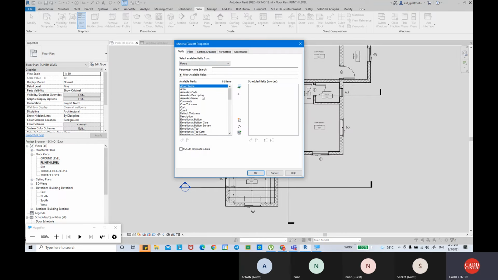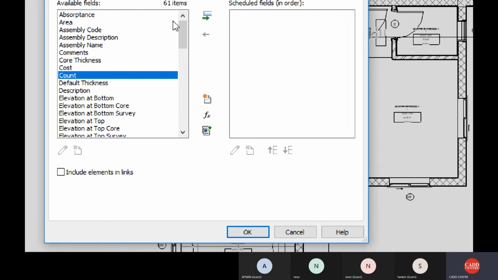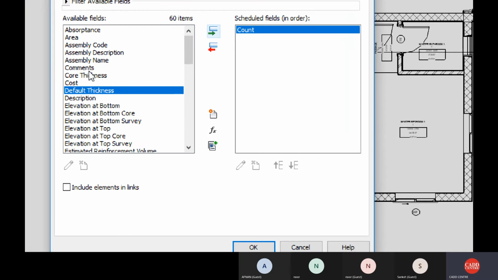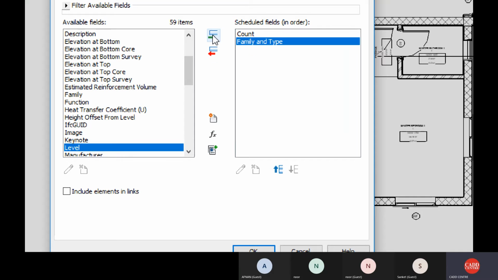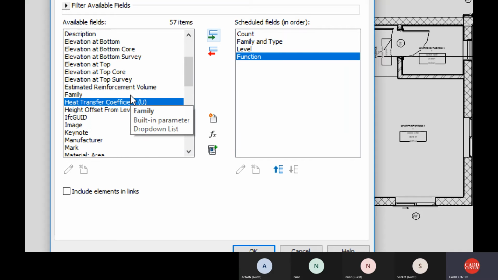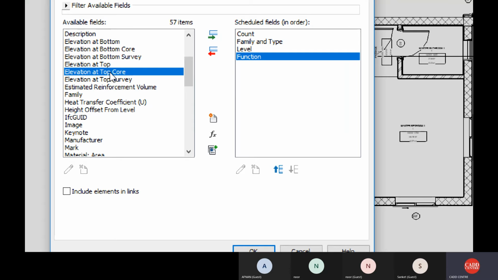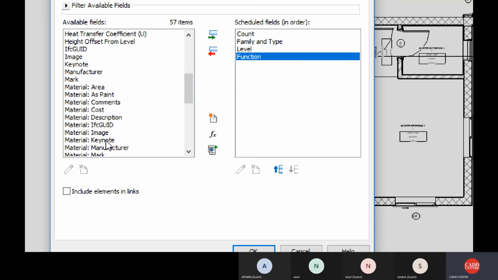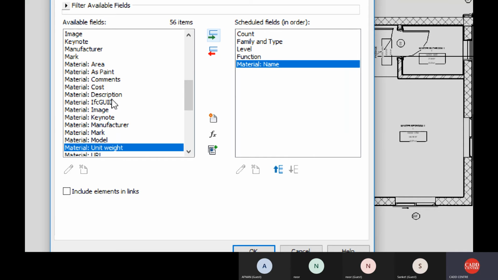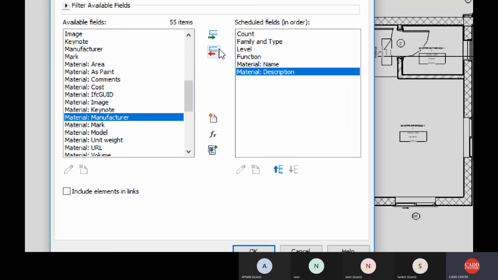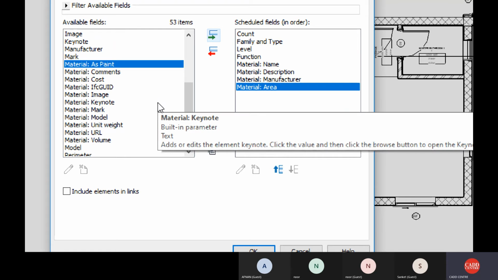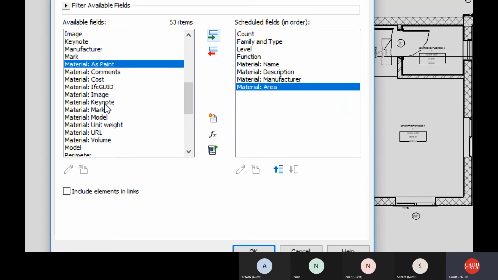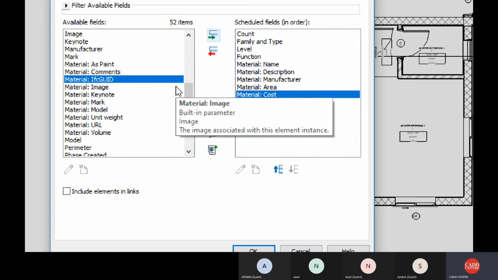And I can add what parameters that I want to add. So I want to add the counts of floors, the family and type of floor, what level it is, what's the functionality of that floor, and maybe the material name, material description, and maybe the material manufacturer information, the material area, okay, and material cost. I'm not including material volume, because I don't need that.